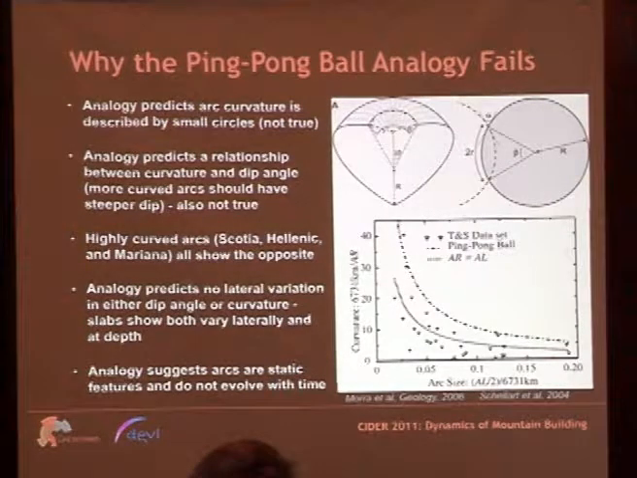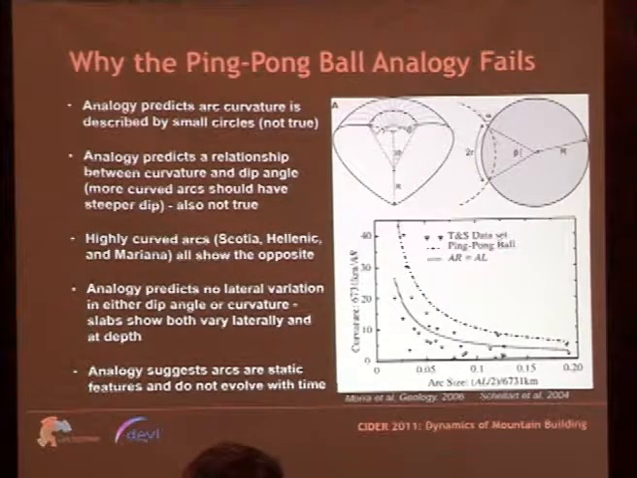So here's some things that the ping pong ball would predict. There's this dent that we're looking at. So this is the curvature that would be predicted for a sphere. It would intersect this, and it would predict a particular shape, which would be a small circle. We look around the planet and it's hard to even find one that's a small circle. And the next thing would be a relationship between curvature and dip. This means that the arcs that are curved more should have steeper dip. And that's not true either. There's many exceptions to that.